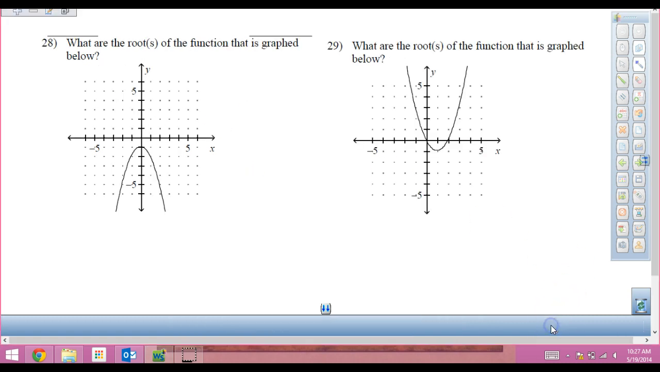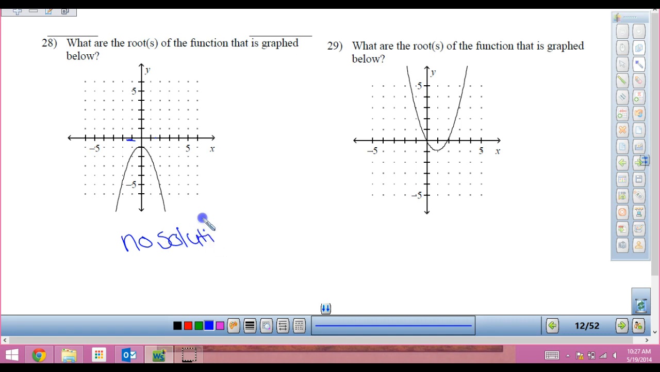I did go to 30. Sorry guys, I skipped this page. So 28, back to 28, sorry. We have roots is where it crosses the x-axis. This one doesn't cross the x-axis anywhere. So this one is going to be no solution. Okay. This one, where does it cross the x-axis?